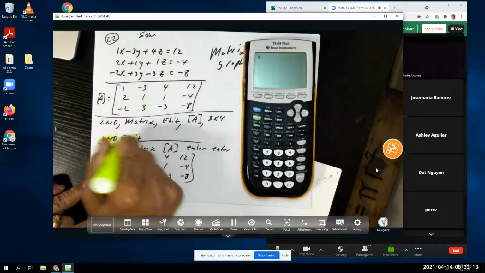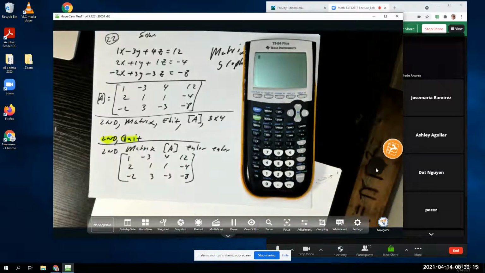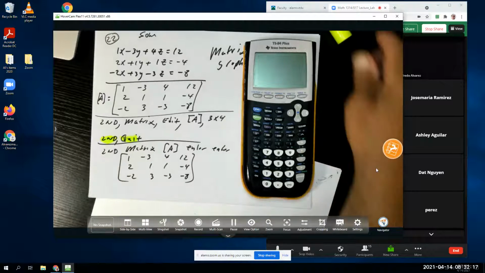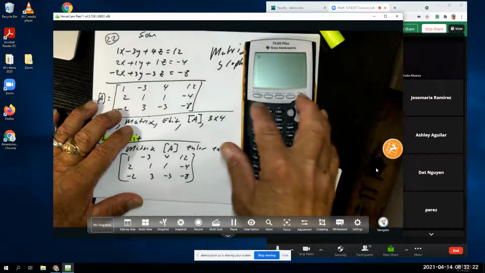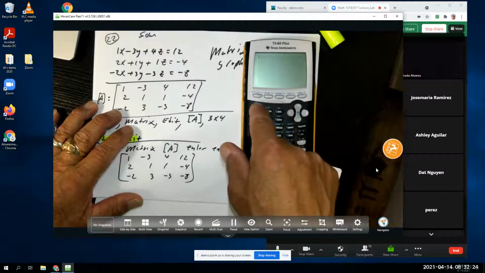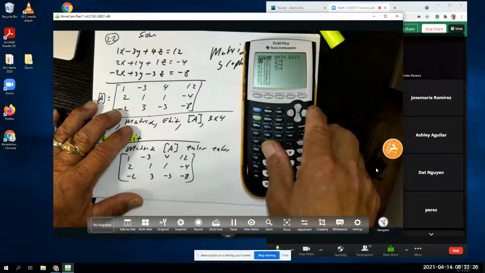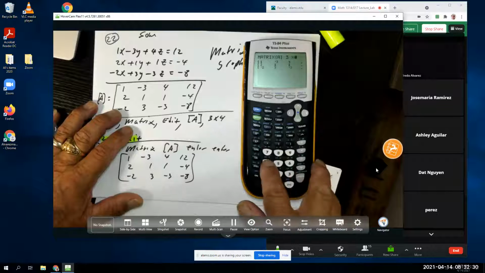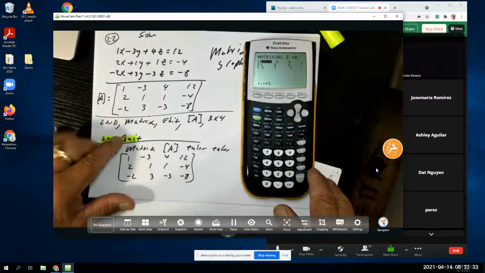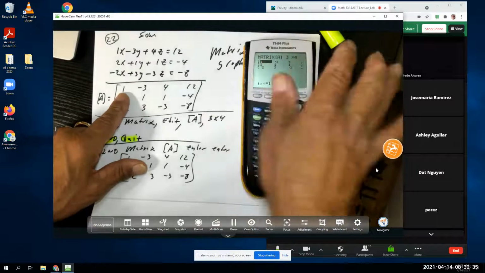Second and quit. Okay. Sir, can you do the second and quit for me real quick? Sure, I'll do it, because I pressed the wrong button. That's okay. I'll do it now. All right. So second, matrix, edit, and you hit enter. 3 by 4, and then I'm just going to put the numbers in again. Even though they might already be there, I don't care.